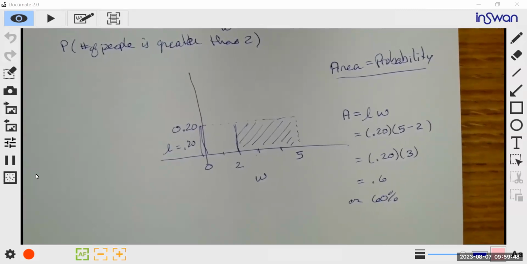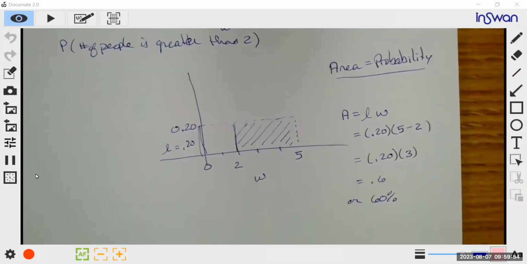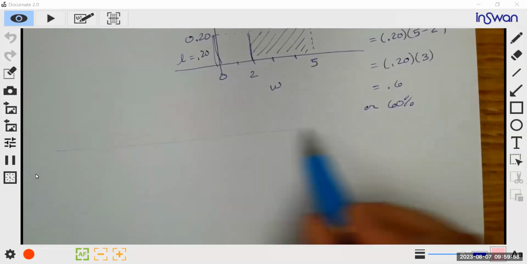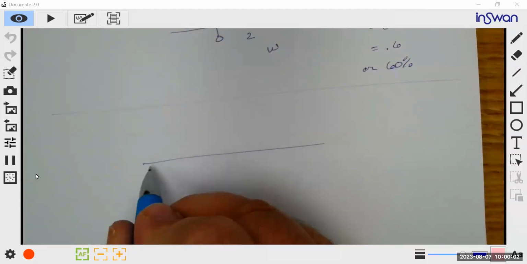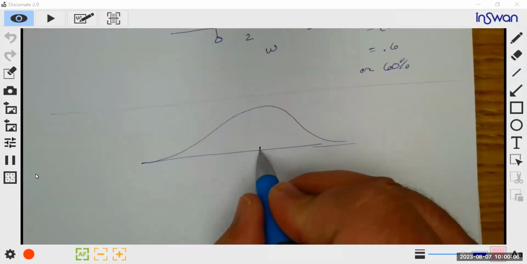So whenever you have a uniform distribution, that's what you look at. You use that rectangle. Pretty much everything else we're going to look at will follow this.